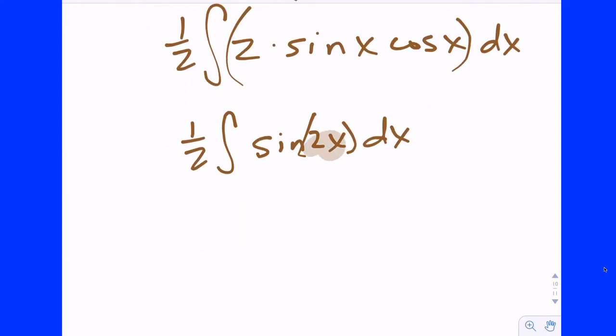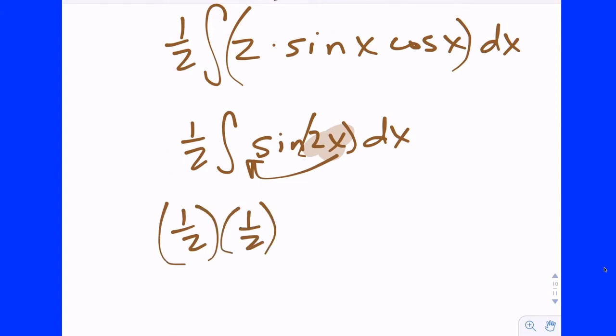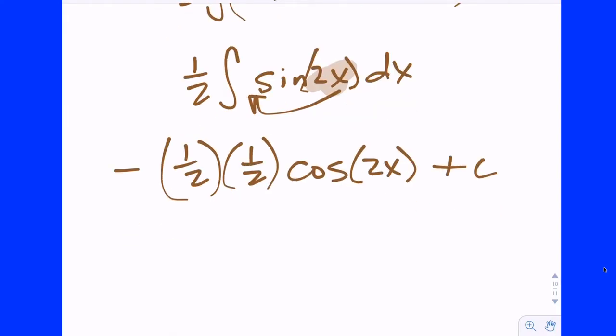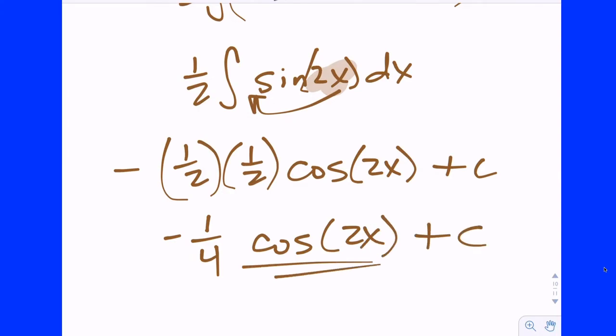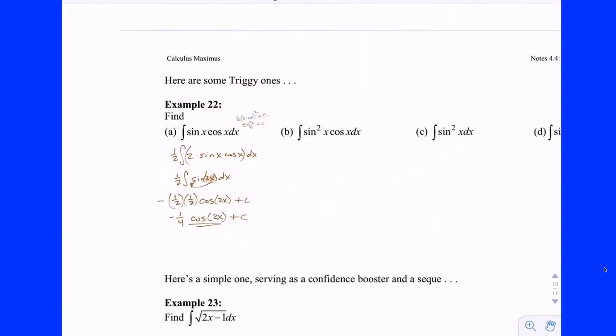Now my inside function is 2x. What's its derivative? 2. Do I have a 2? Nope, but I'm only off by a 2, so the 1/2 goes along for the ride, and I have a correction of another 1/2. And what's the antiderivative of sine of blob? Negative cosine of the blob. Yeah, plus c. And so that's negative 1/4 of cosine of 2x. And of course, you could show that that's equivalent to the others by using the double angle identity for cosine of 2x, which is cosine squared minus sine squared.